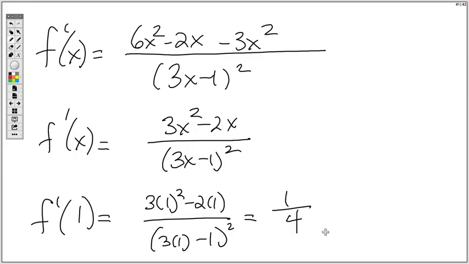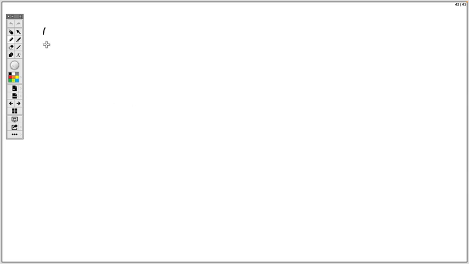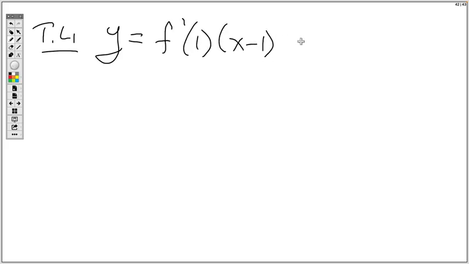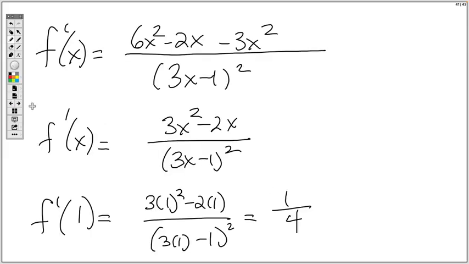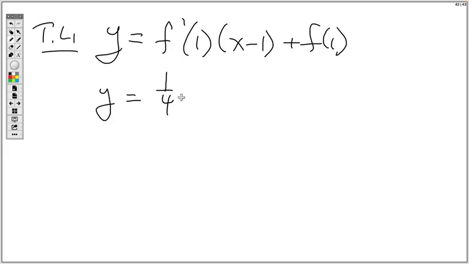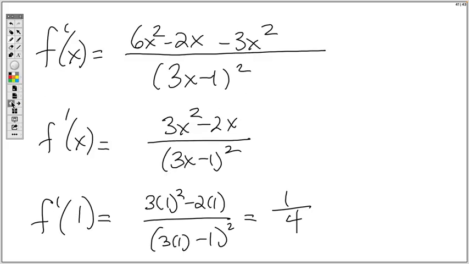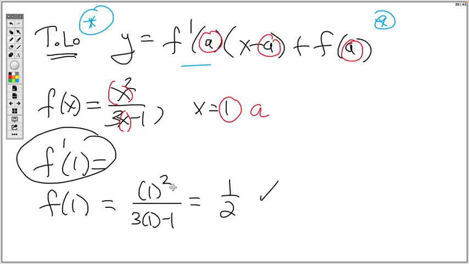All right, now we just plug it into the tangent line formula. So the tangent line: y equals f prime of 1 times x minus 1 plus f of 1. F prime of 1 we just worked out to be a quarter. And what did we get f of 1 to be? We have to go back a little bit. Half.